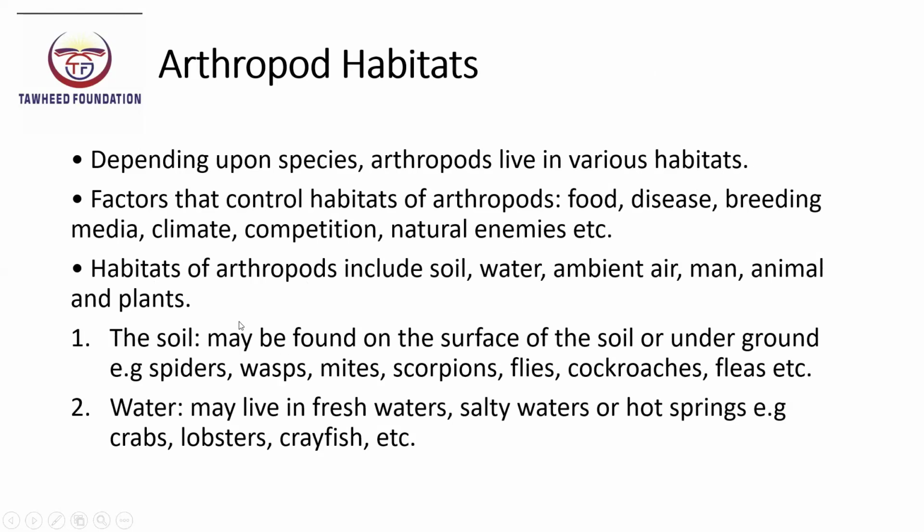The soil: surface or subterranean dwellers, that is spiders, scorpions, fleas, cockroaches, etc. They may be found on the surface of the soil or underground. Second is water. Fresh water, salt water, or hot springs inhabitants, for example, crabs, lobsters, crayfish, etc.